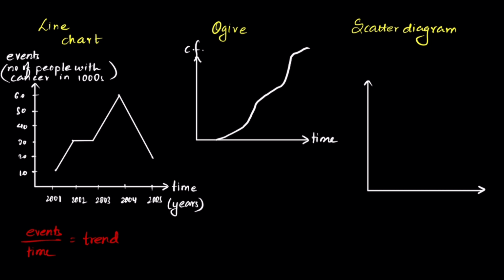Two different quantitative data. Let's say on x-axis you have your height and on y-axis you have your weight. This diagram is used to find the correlation between the two different quantitative data. Our expectation is that as the height increases, the weight should increase as well, right?